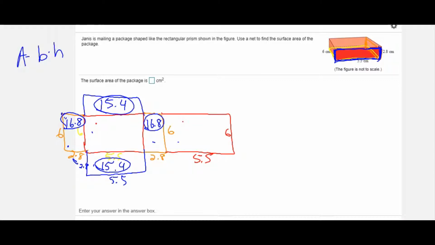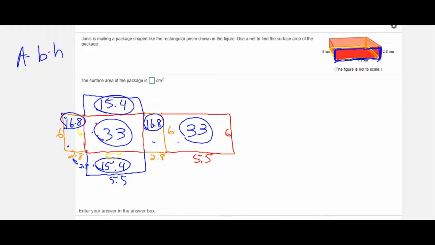And then we'll end up with the area of the base, which is 33 centimeters squared. Now we need to find the area of the top base, which is exactly the same as the bottom base, because they take up the same amount of space. Now we need to add all of them.